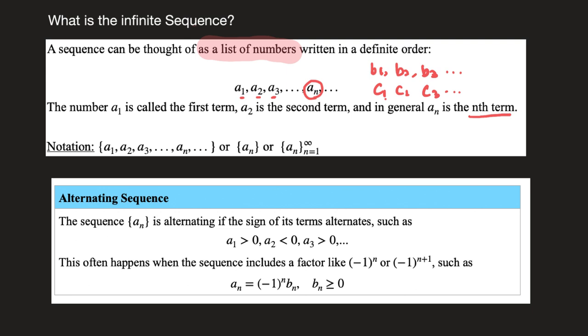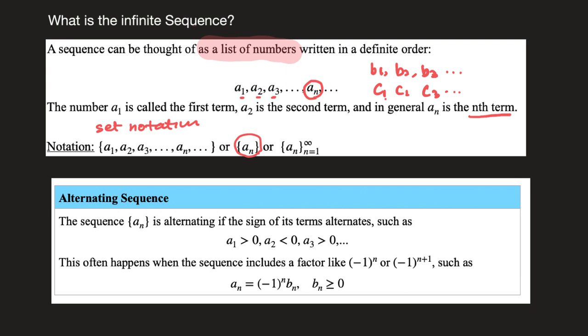Sometimes they have a set notation. This is a set notation. Or simply a_n, with n equal 1 to infinity. Infinity means the sequence keeps going: first term, second term, third term.